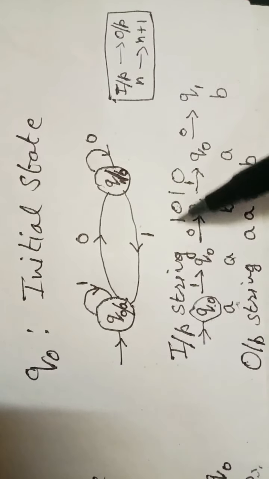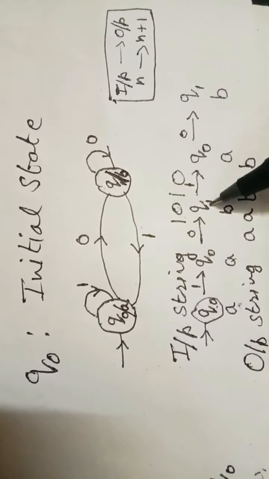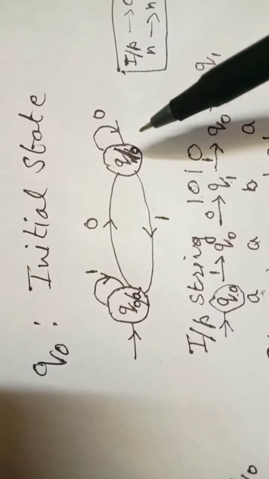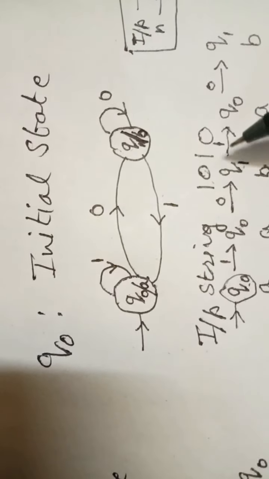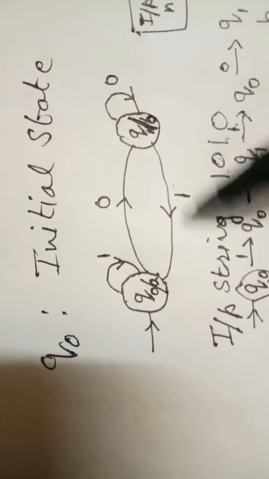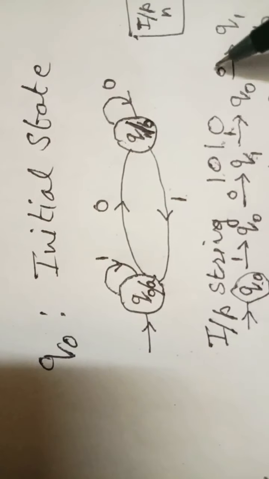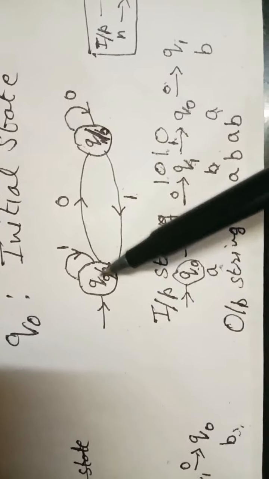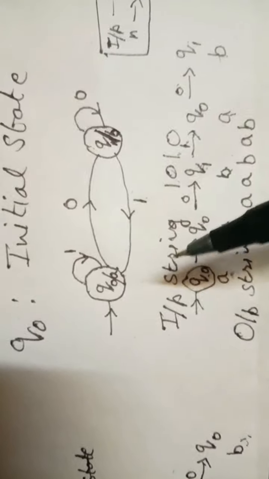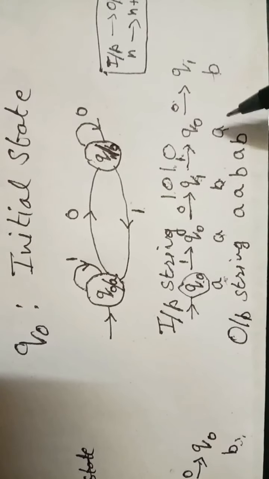The second input in this string is 0. Q naught getting 0 as input moves to Q1, producing output B. There is output B. Now next one, Q1 getting 1 as input moves to Q naught, and produces output A. And similarly with 0 as input, Q naught moves to Q1 and produces output B. So now you can see the corresponding output string is A, B, A, B.